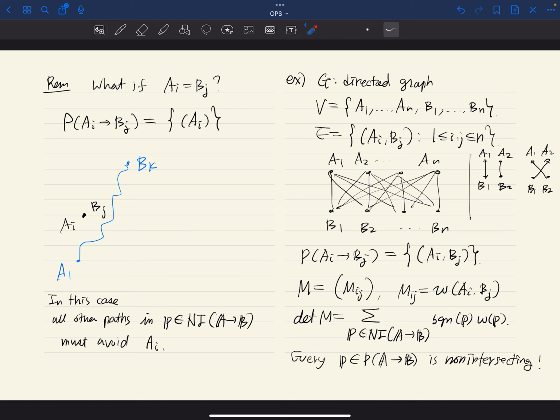Because no matter which two paths you choose, as long as their initial and ending points are different, these initial and ending points are the only vertices appearing in their path. So they are non-intersecting, right? So it doesn't matter. You basically consider all paths there. But what does that mean?